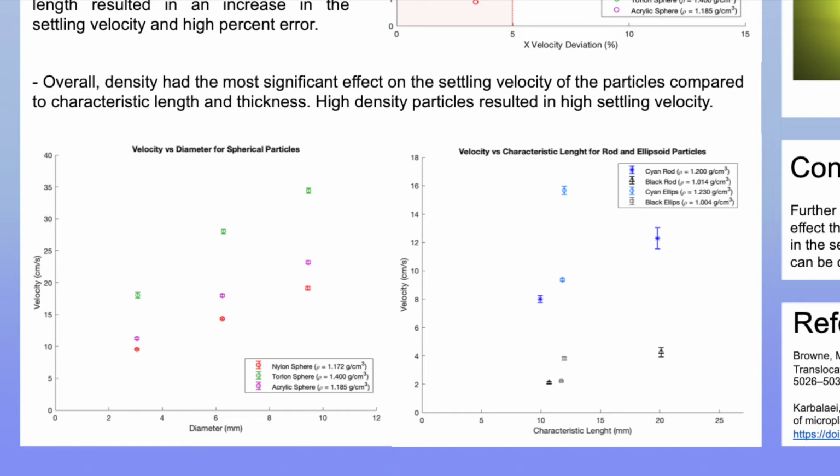Looking at the densities, the highest density, cyan ellipse, also has the highest settling velocity, while the lowest density one, black ellipse, has the lowest settling velocity, although their characteristic lengths are similar.